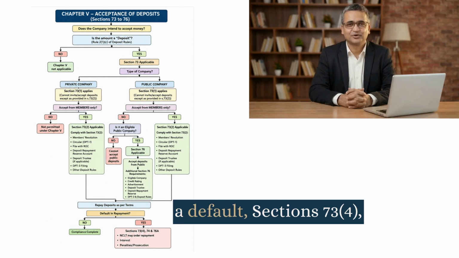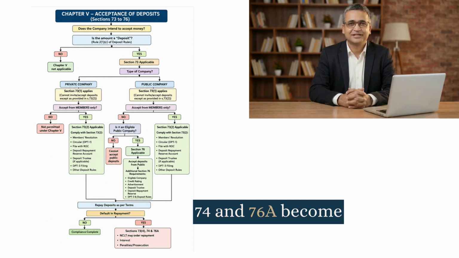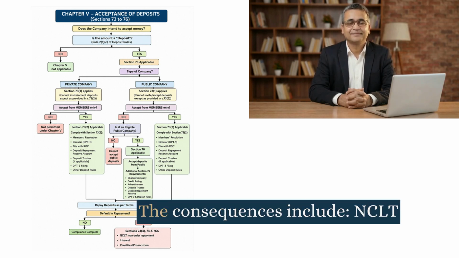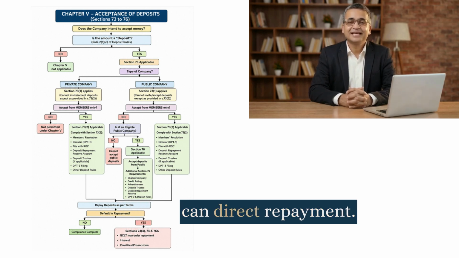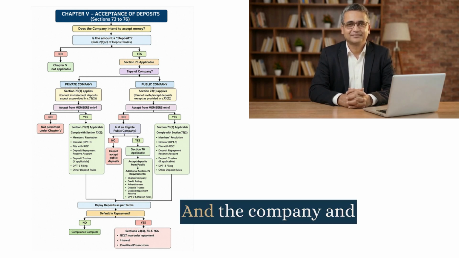But if there is a default, Sections 73(4), 74, and 76A become relevant. The consequences include: NCLT can direct repayment, interest becomes payable, and the company and its officers may face penalties or prosecution.